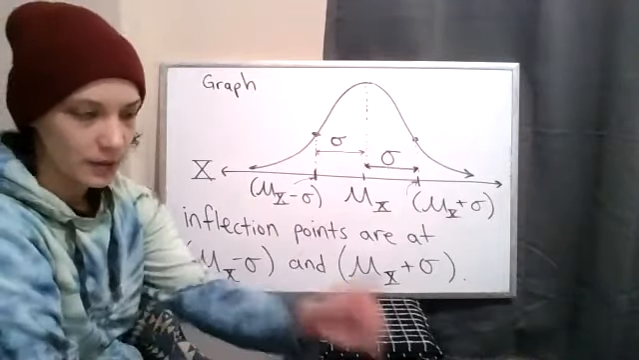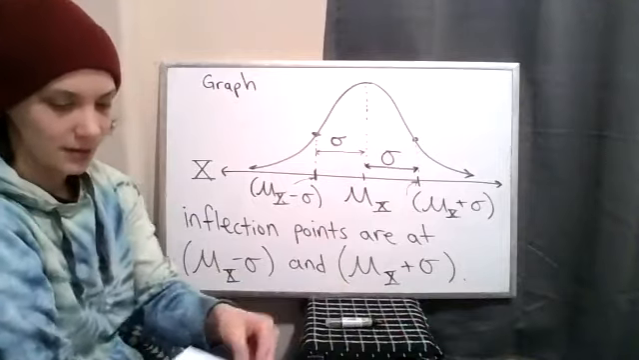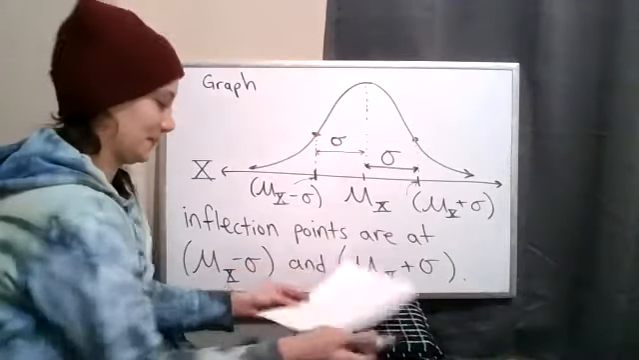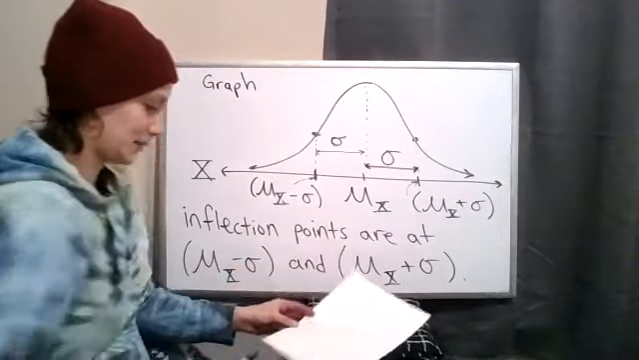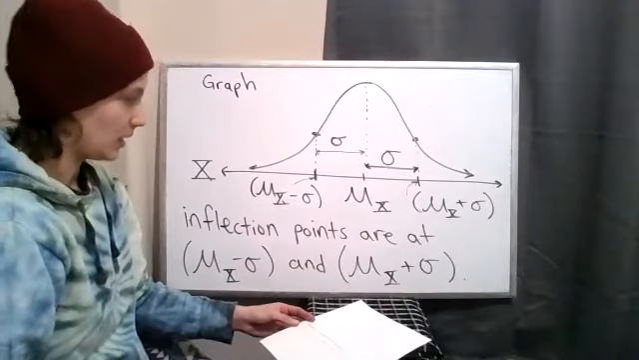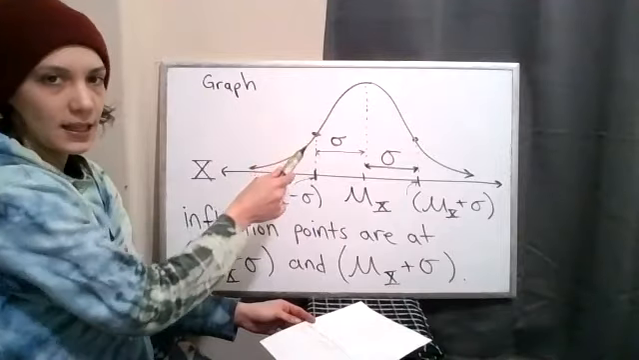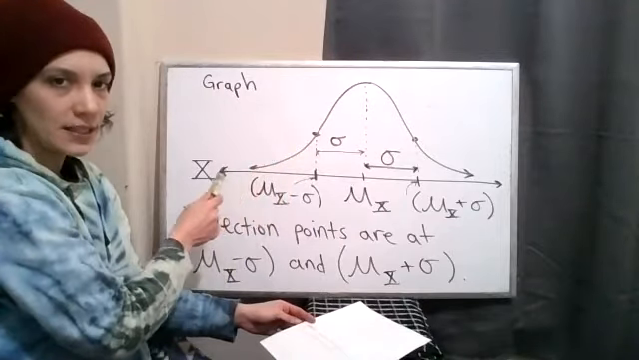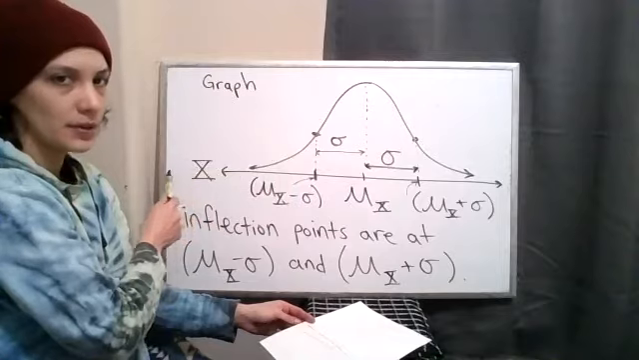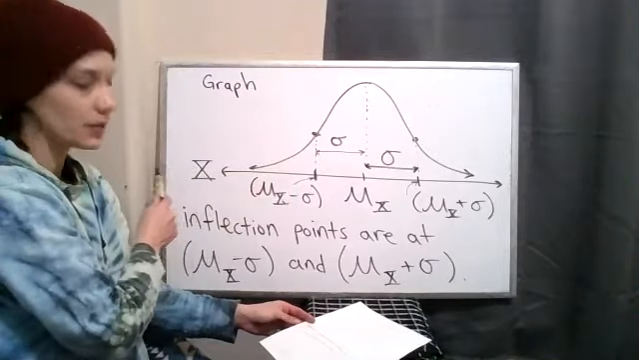Cool. So we've gotten bell-shaped. One more thing to note is this graph never crosses the x-axis. It gets really, really close, closer and closer, but never crosses over.